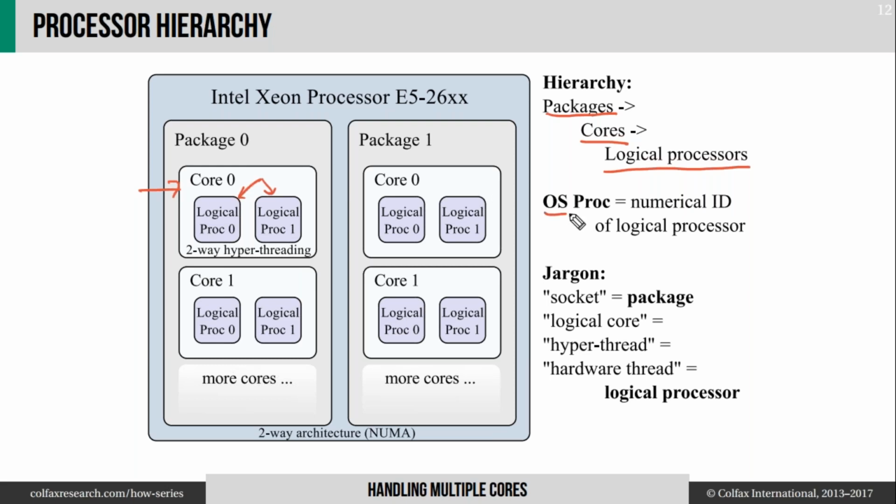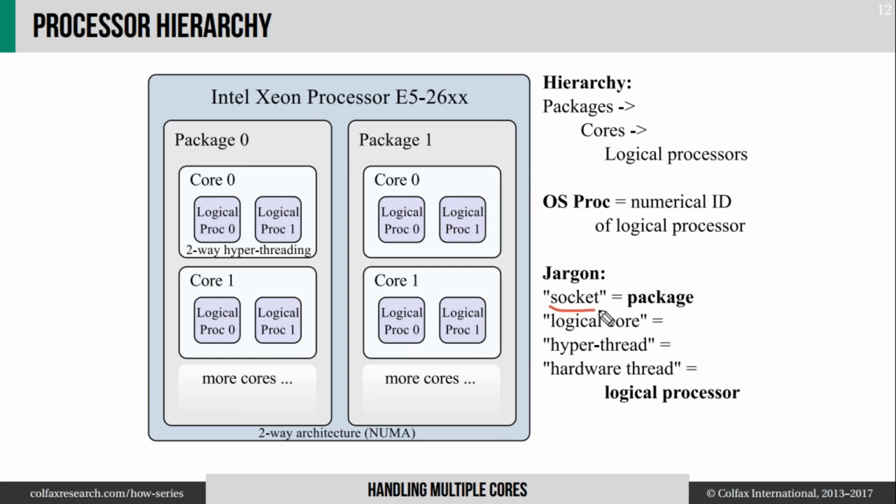Some more terminology. OS proc. This is a numerical ID of a logical processor. In the operating system, logical processors will be enumerated. The enumeration can be contiguous, like this: 0, 1, 2, 3, and so on, 10, 11, 12, 13, and so on. Sometimes enumeration can be staggered. For example, 0, 1, 2, 6, 7, 8, and so on, 12, 18, depending on how many cores you have. But OS proc is the name for the numerical ID of your logical processor.